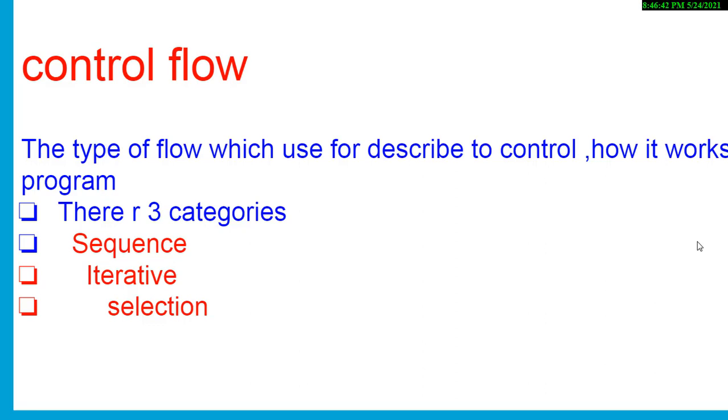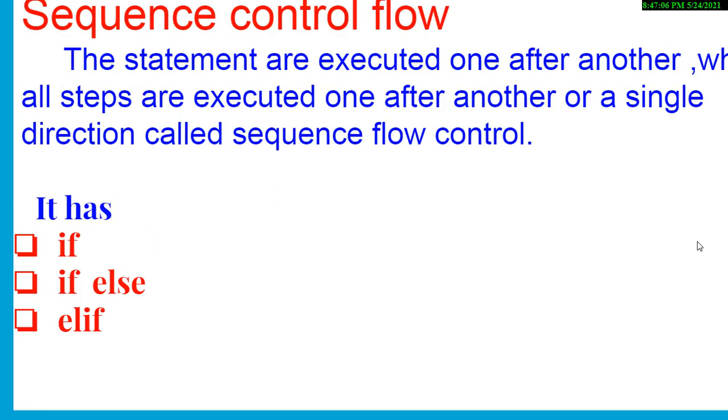Hello everyone. Now coming to the next one, control flow. The type of flow which is used for describing the control and how it works for a program is nothing but control flow. There are basically three categories in it. The first one is sequence, second one is iterative, third one is selection. Now we shall be seeing each case one by one, starting with the sequence.